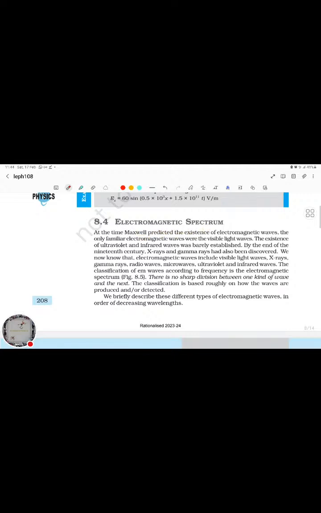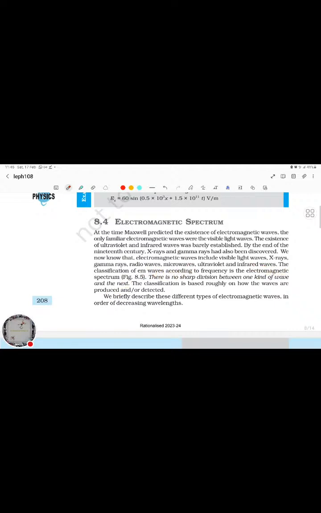So electromagnetic spectrum. At the time Maxwell predicted the existence of electromagnetic waves, the only familiar electromagnetic waves were the visible light waves. The existence of ultraviolet and infrared waves was barely established. By the end of the 19th century, X-rays and gamma rays had also been discovered. We now know that electromagnetic waves include visible light waves, X-rays, gamma rays, radio waves, microwaves, ultraviolet waves, and infrared waves.